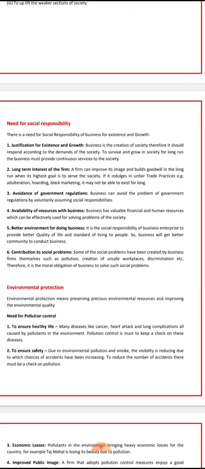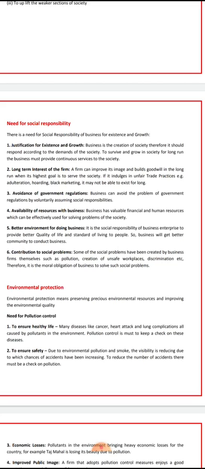Now, the second point is long term interest of the firm. In order to survive for a long term, a firm should always work upon enhancing its image and building goodwill towards the consumers, so that the consumers always feel trustworthy and they always feel a sense of belongingness towards the organization. The third point is avoidance of government regulations.